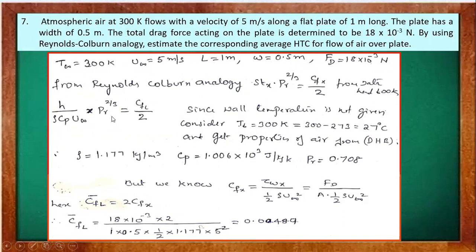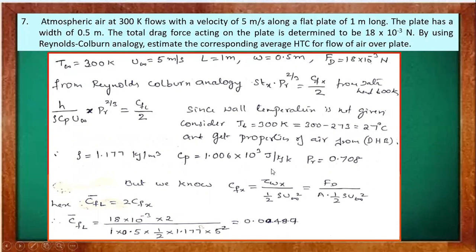The Reynolds-Colburn analogy is Stanton number into Prandtl number to the power 2/3 equal to the friction factor by 2. This expression is there in the data handbook, so obtain this expression. Before proceeding with the problem, get the properties. Since the wall temperature is not given, get the properties of the air, that is, for the atmospheric air itself, which is at 27 degrees centigrade.